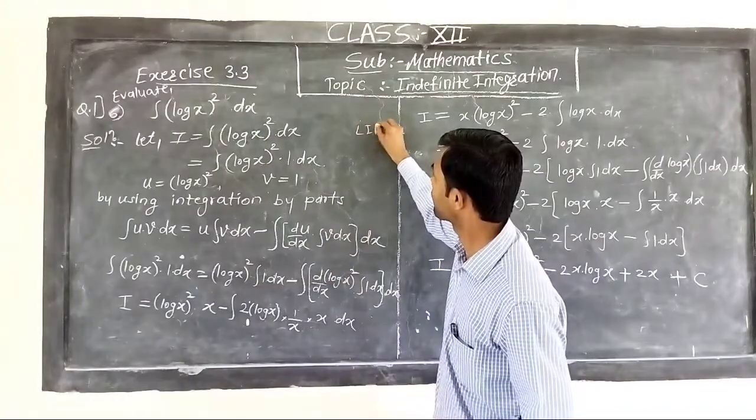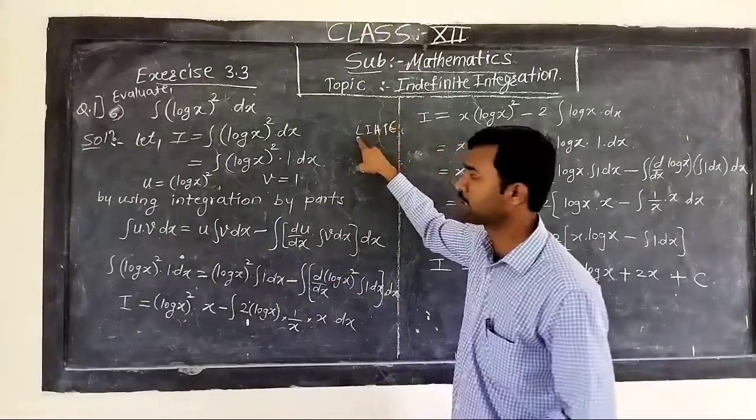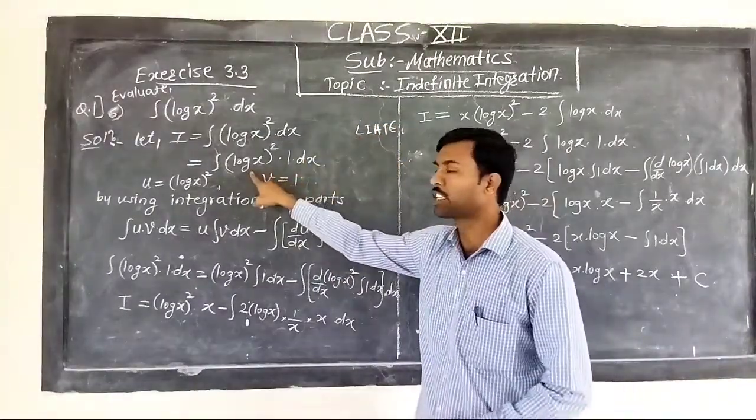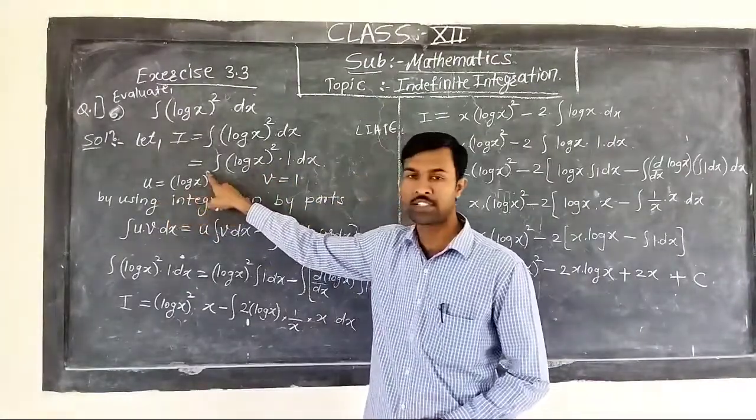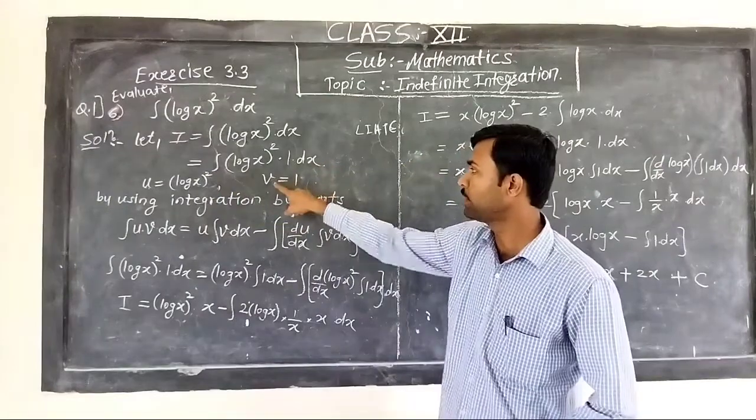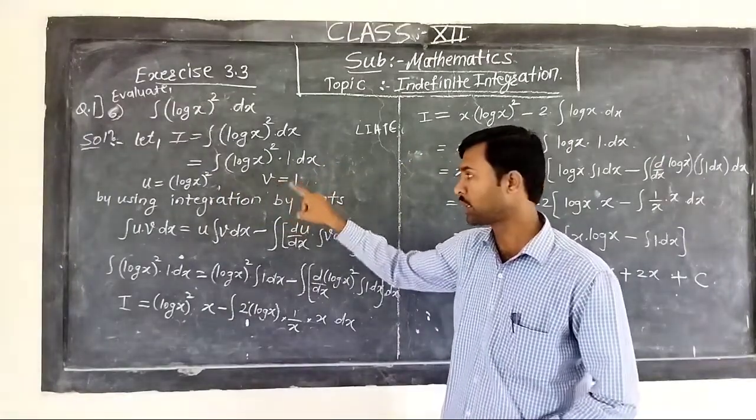by the LIATE rule, L is first. L means logarithmic. So here a logarithmic function is present. So our first function, that is u function, will be (log x) whole square. Second function will be 1, that is v is equals to 1.